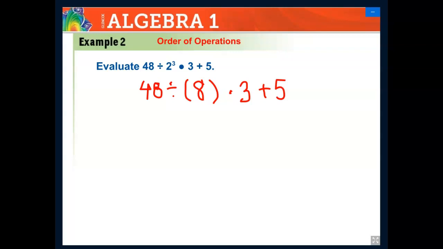so what? Yes, I'm going to do division. Because once you get down to multiplication and division, they're in the same level, but we read the problem like a book, left to right. So then I divide. What's 48 divided by 8?